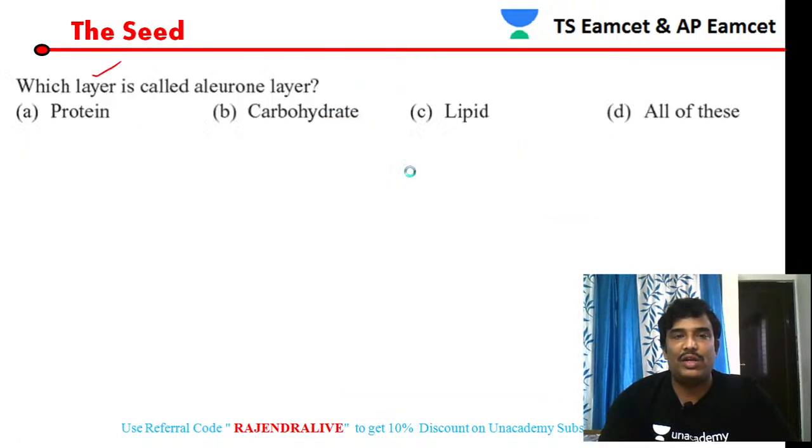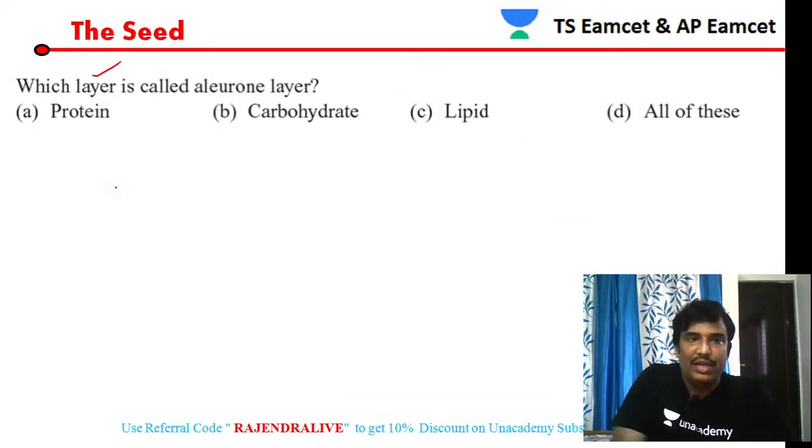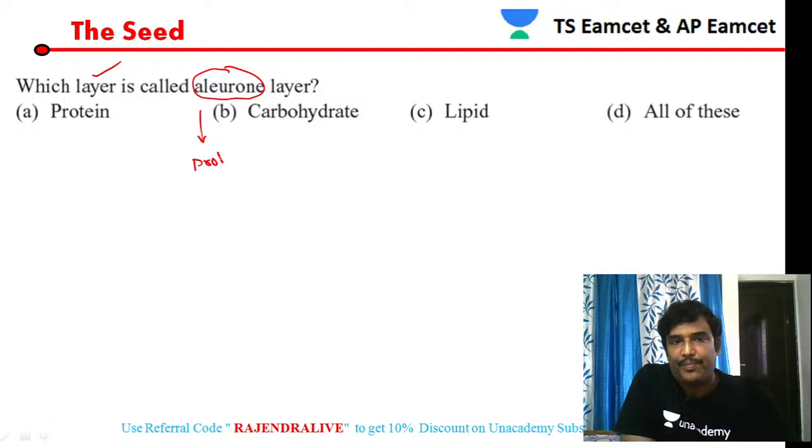What is this aleurone layer made up of? That is a question about its chemical nature. If you see this aleurone layer, it is made up of protein. So that is the first point we have to remember: aleurone layer is made up of protein.